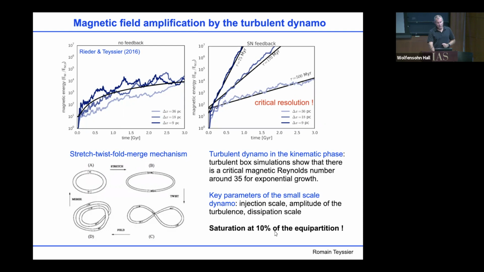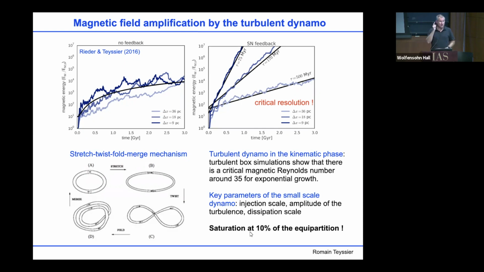The other thing that we know is that this growth will not go all the way to infinity. It will saturate to roughly 10% of the turbulent kinetic energy. So if you have a very turbulent flow with a lot of kinetic energy in turbulence, the magnetic field will saturate at a higher value. If you have a weaker turbulence, the same mechanism will occur, right? But the saturation will be at smaller magnetic field value.